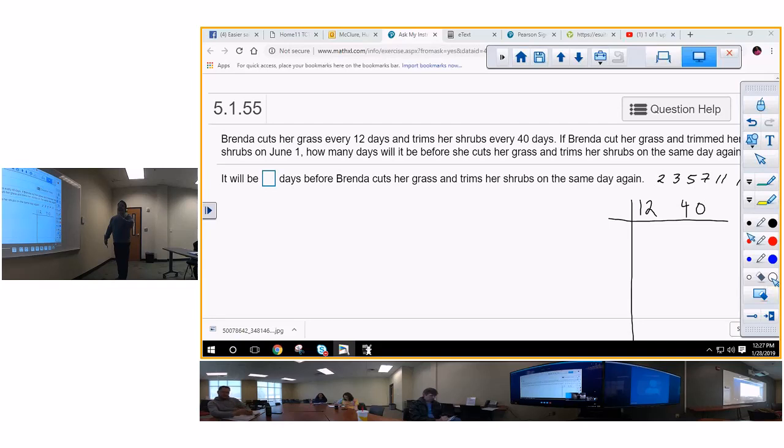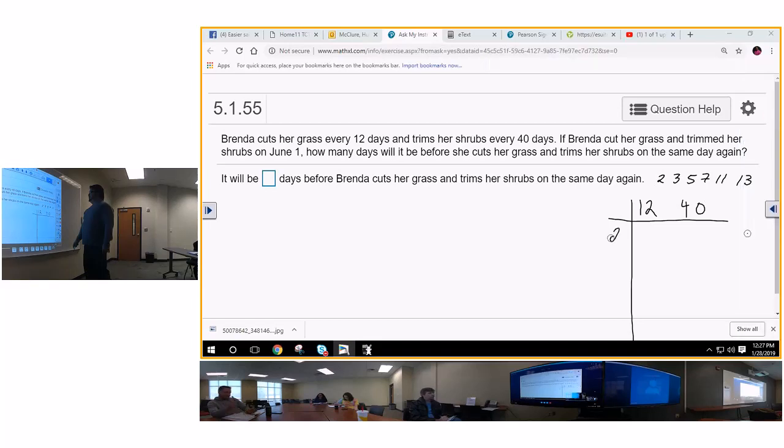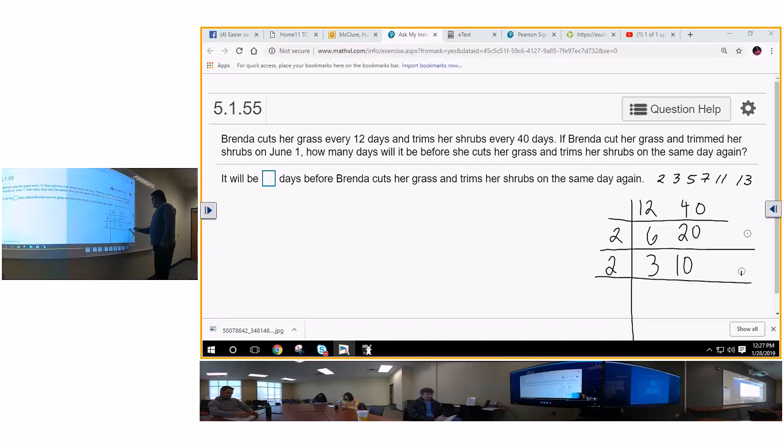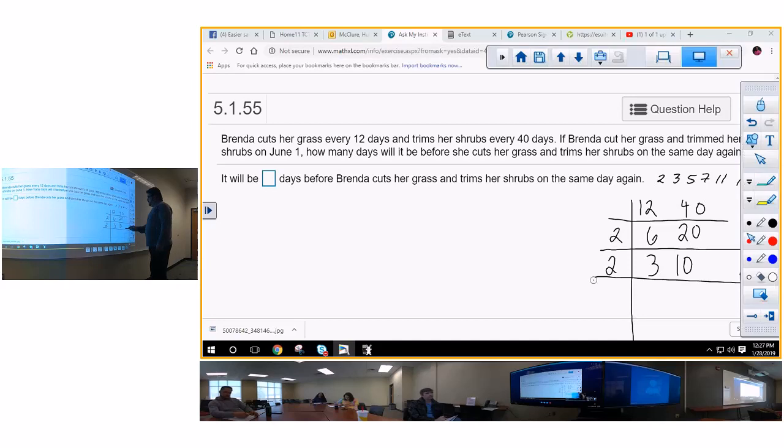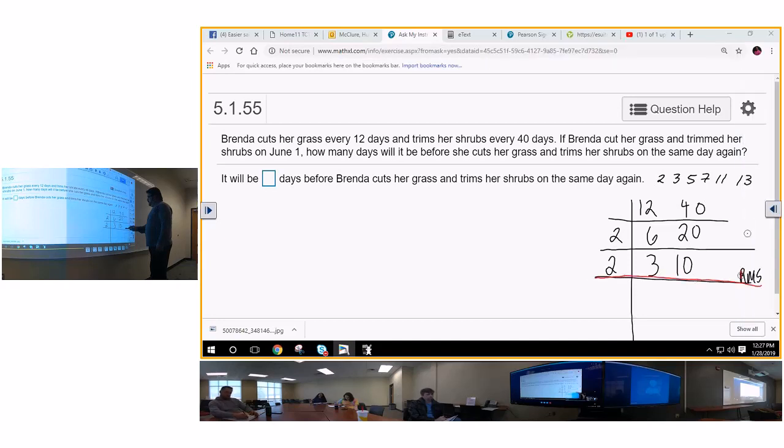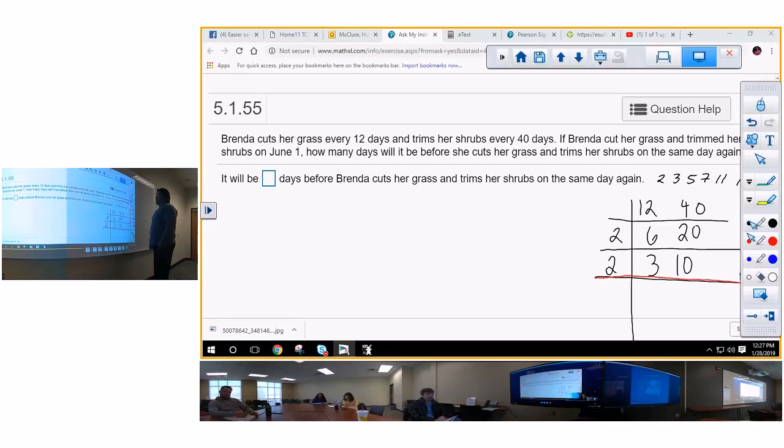Okay, 2. We'll go into 12. How many times? And go into 40. 20. So 2, 3, and 10. Real math, stop. I'm going to put a red line there, because nothing will go into 3 and 10. So now we just do the magic math, because I'm going to do both, because that's what I'm going to test you on.